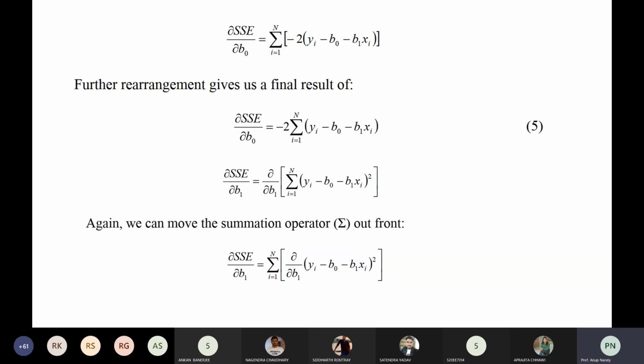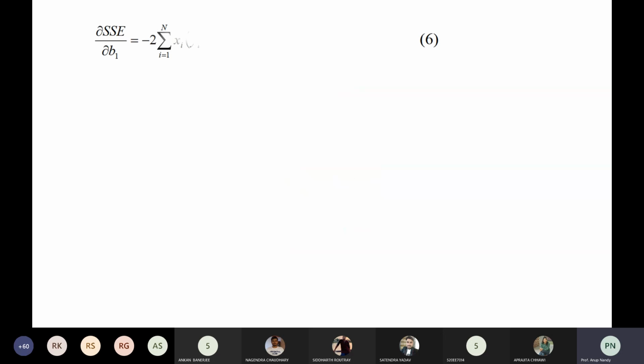If you do the differentiation with respect to b1, what will you get? So 2 times yi minus b naught minus b1 xi into xi, summation of i is equal to 1 to n. Are you getting this one? Yes, sir. Because b naught is constant, if you do the differentiation, then it will be 0.